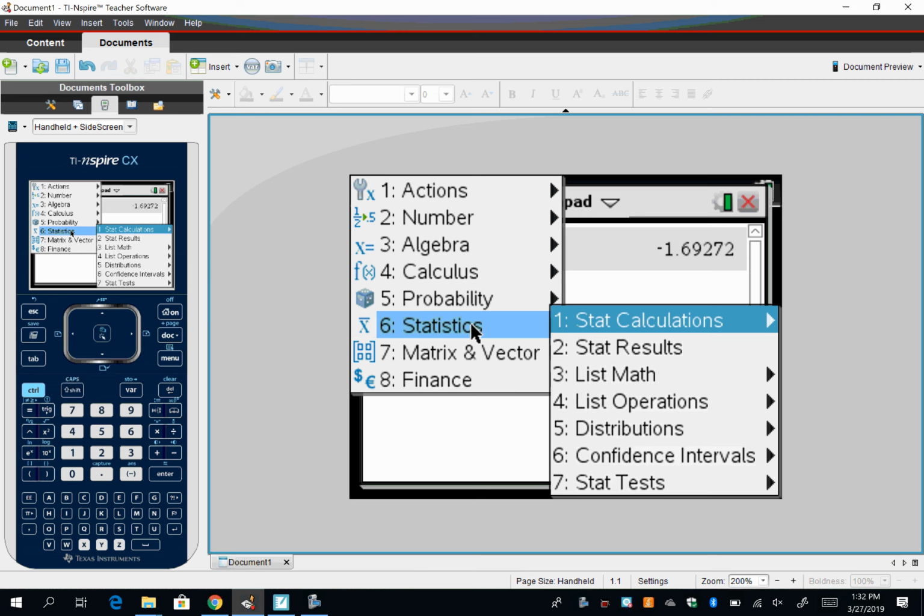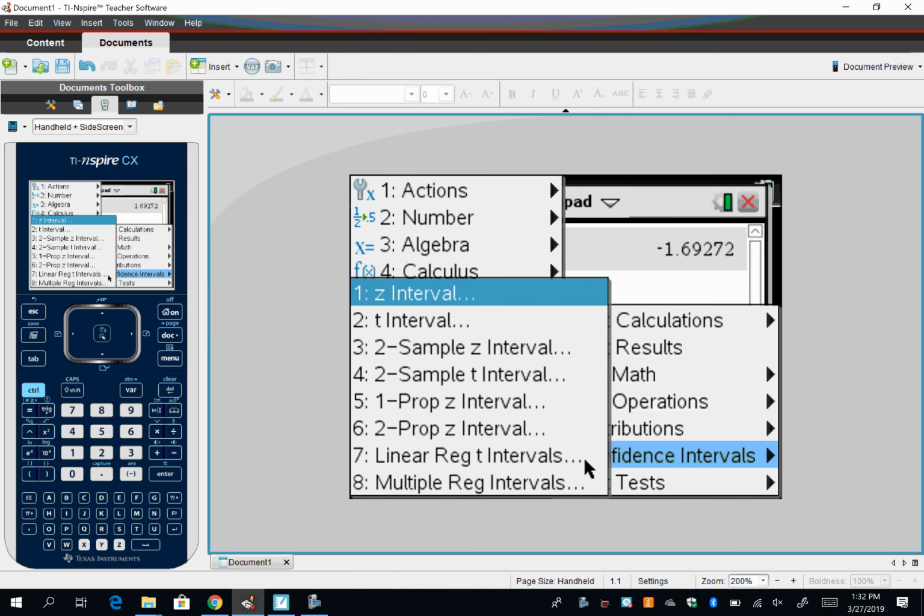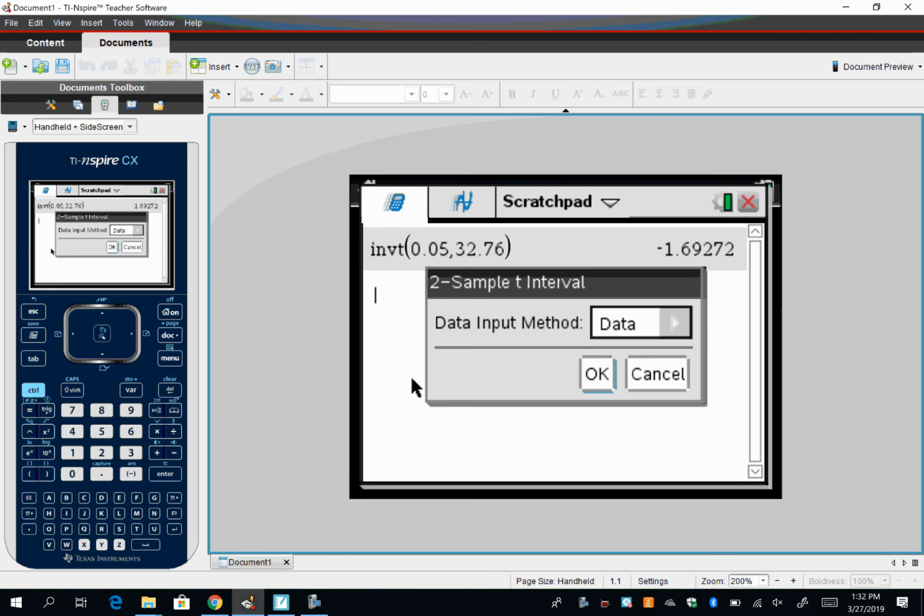Now I'm going to run a confidence interval. Stat test yesterday. Confidence interval, number 6. Which one am I going to run? Number 4. 2 sample t interval. Again, if you still have your data and you're in that document, you can use data. But if you're like me and it's gone or you're in a new document, then change that to be stats. So I'm using statistics. Hit OK.